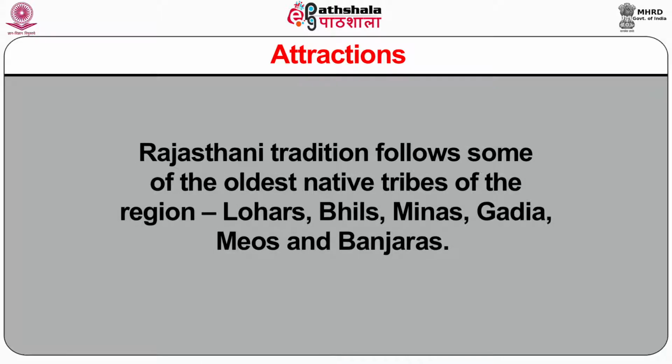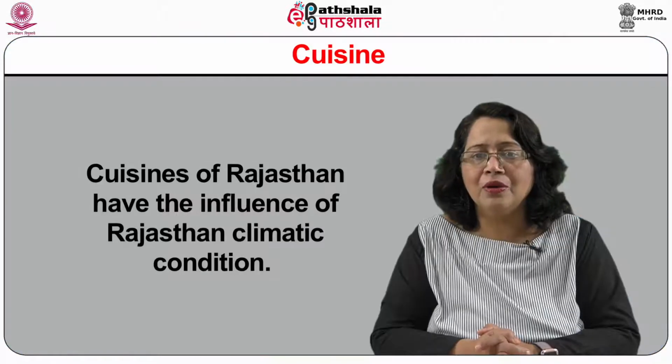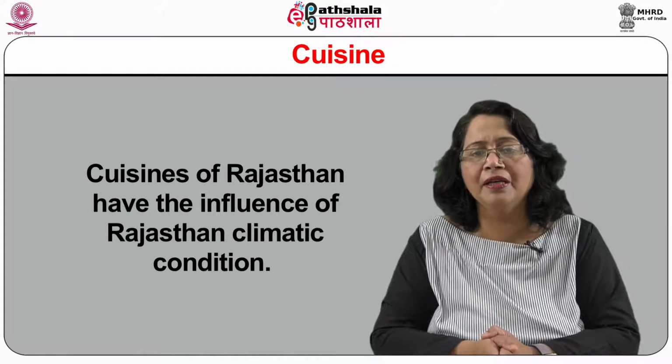Rajasthani traditions follow some of the oldest native tribes of the region: Lohars, Bhils, Minas, Gadia, Muns and Banjaras. Cuisine. Traditional food of Rajasthan is in high demand by globe trotters. Rajasthani food comprises typical Rajasthani meat dishes, curries, sweets and spicy vegetarian dishes too. Cuisines of Rajasthan have the influence of Rajasthan's climatic conditions.